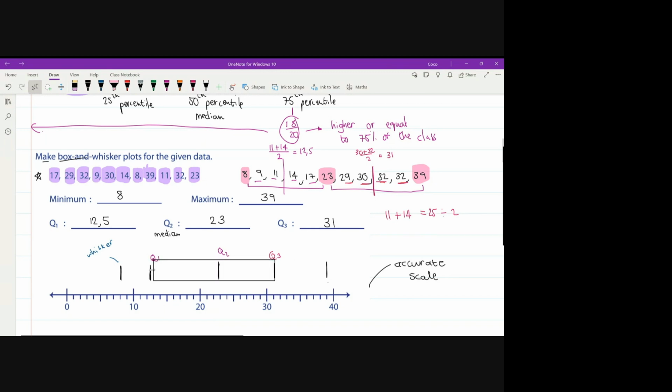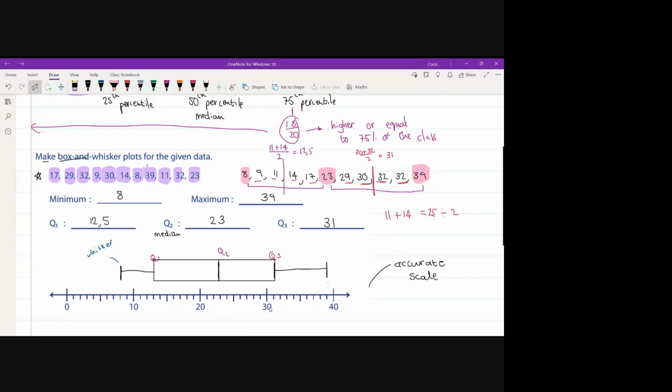Just make it a little bit smaller because this is actually 23 and that one over there is 39. All right, there we go. That looks much better. Okay, there we go. And this is, oh gosh, Teacher Coco, that's our Q2 value there. And then we're just going to connect our whiskers to our box like that. And there we go. Now we have a 5-number summary and we have a box and whisker plot.